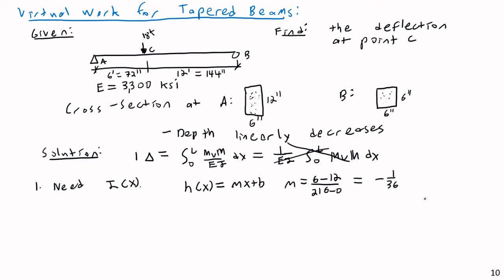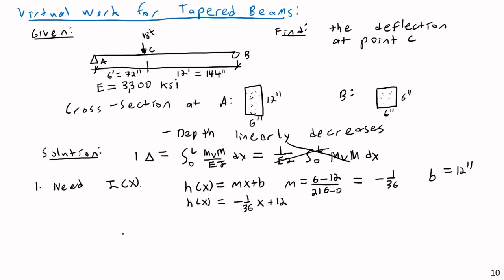And just looking at this, we know that b, because the beam height starts out at 12, our b here for the y equals mx plus b is going to be 12 inches. We have an initial y-intercept of 12 inches. So therefore, h as a function of x is going to be simply negative 1 over 36 x plus 12.